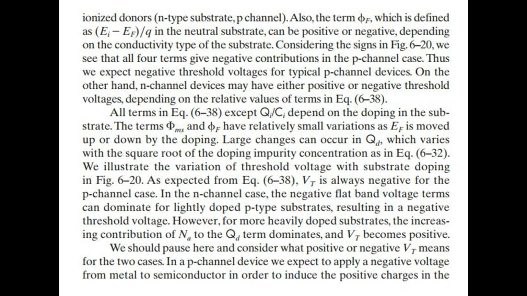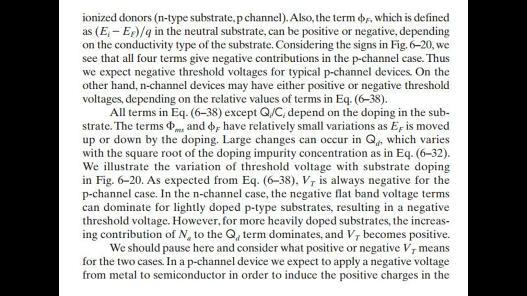The terms MS and HF have relatively small variations as F is moved up or down by the doping. Large changes can occur in Qd, which varies with the square root of the doping impurity concentration as in EQ. 6.32. We illustrate the variation of threshold voltage with substrate doping in Fig 6.20. As expected from EQ. 6.38, Vt is always negative for the p-channel case.